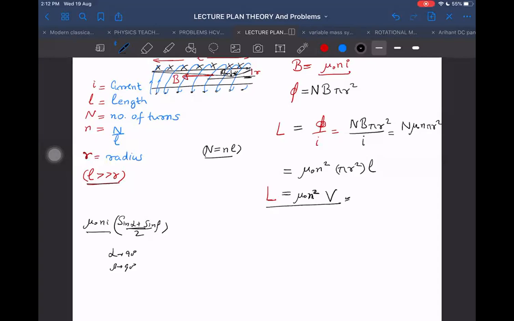Now I want to find out the energy stored in an inductor. I already told you yesterday, it is half L I square. This is the energy stored. It will be stored in the form of magnetic field.